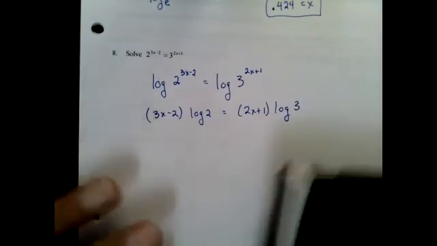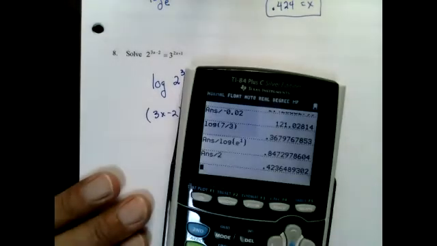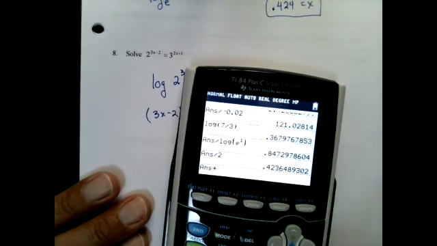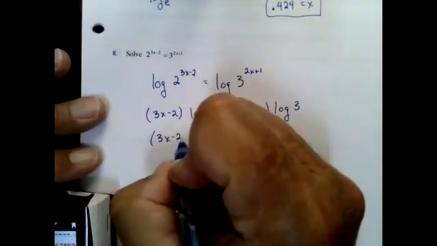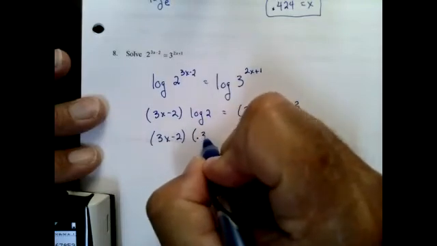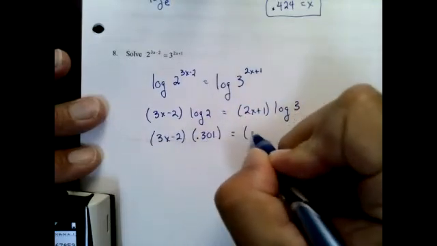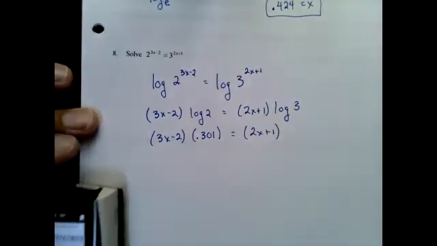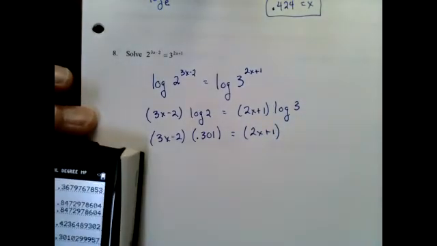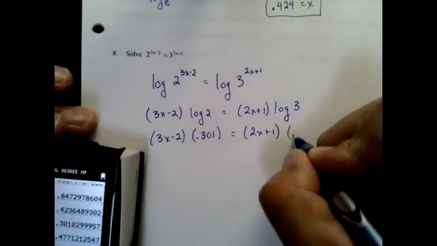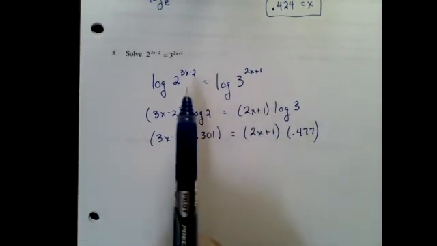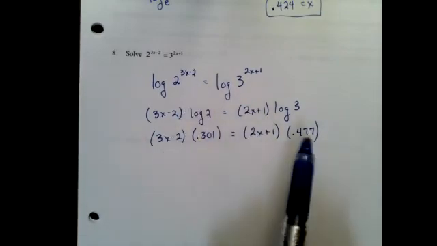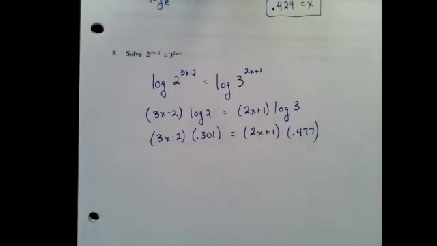Okay. The log of 2 is a number, 0.301. So this becomes 3x minus 2 times 0.301. On the right side, I get 2x plus 1 times log of 3, 0.477. This is just algebra. Distribute, solve for x.